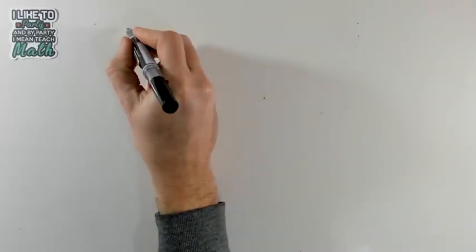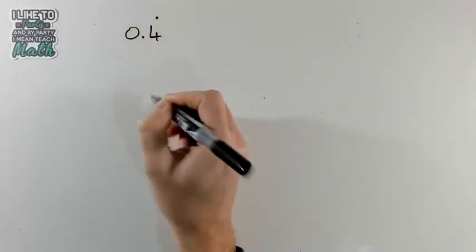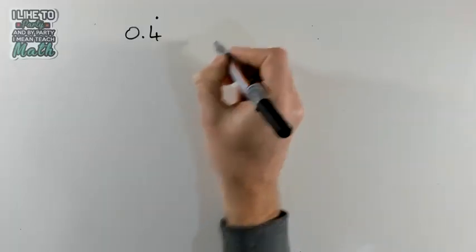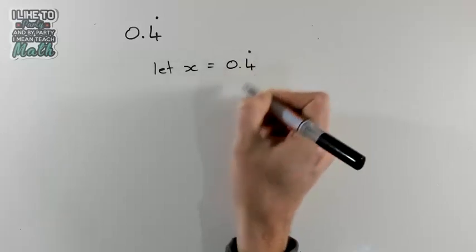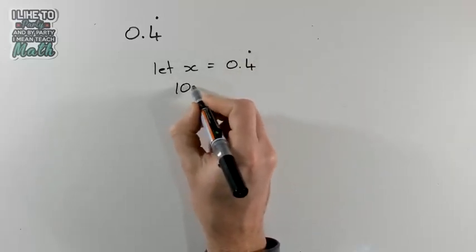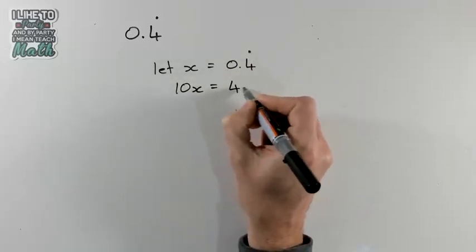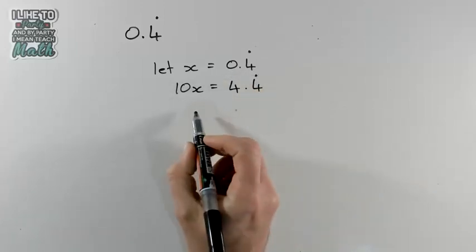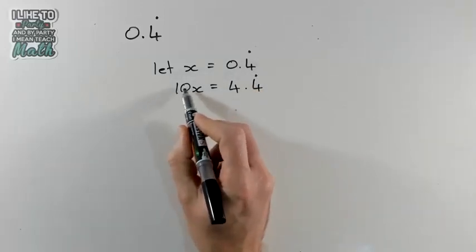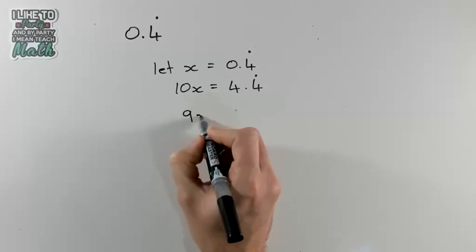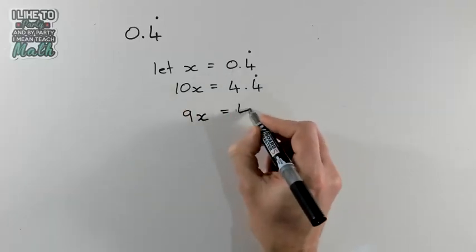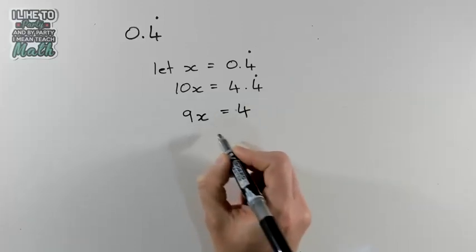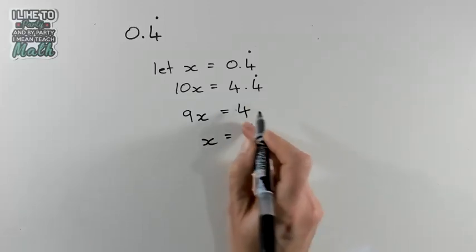So let's take a look at another example. Let's take just the next number we had on the board, which is 0.4 recurring, and you're going to see it works exactly the same way. So we're going to start with let x be equal to 0.4 recurring. I'm going to multiply it by 10 on both sides, and then 10x is 4.4 recurring. And if I do 10x minus x, that's going to be 9x, and 4.4 recurring minus 0.4 recurring is just going to give me 4. And then dividing by 9 on both sides is just going to give me 4 over 9.